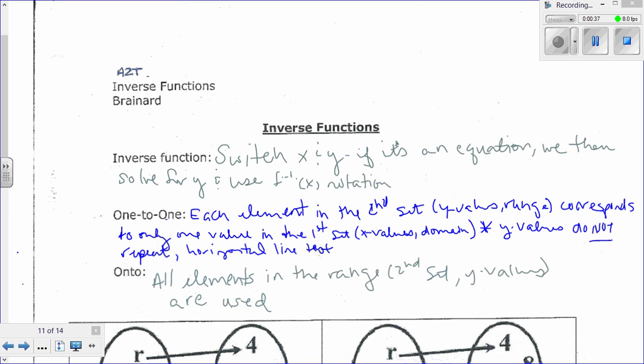When a function is one-to-one, that means each element in the second set, which is my y values or my range, corresponds to only one value in the first set, which are the x values or the domain. What that really means in English is the y values do not repeat. Just like with a function, the x values didn't repeat. Well, when something is one-to-one, the y values do not repeat. And if it was a graph, it would pass the horizontal line test.